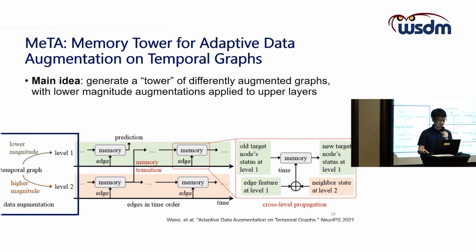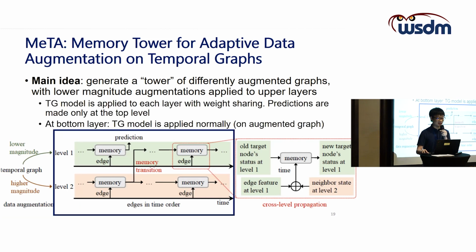Instead of just having a single temporal graph, we start out with this single temporal graph, and then we perturb it based on different magnitudes of data augmentation. A lower magnitude is applied, and this leads to the level 1 graph, and then a higher data augmentation magnitude is applied, and this produces another graph, which is called the level 2 graph. This is just a simple example with 2 levels, but in general, you can have any number of levels.